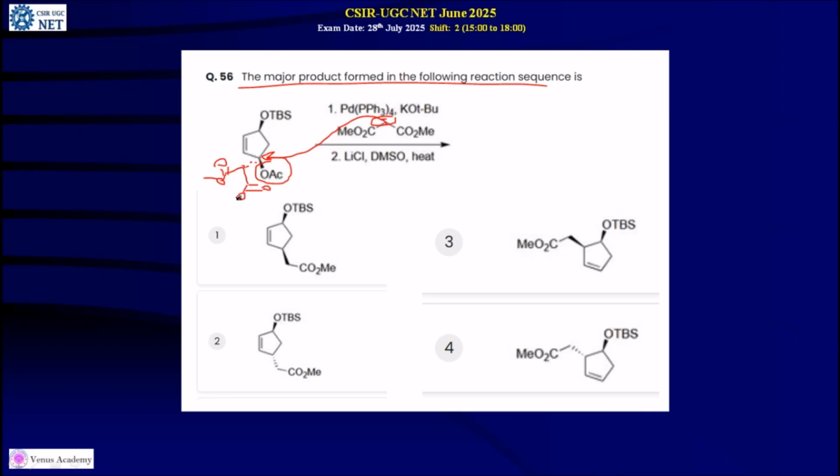So this dimethyl malonate, when you do DMSO, lithium chloride, DMSO heating, this decarboxylation is going to take place to give this compound 4. You are going to get compound 4. Decarboxylation is going to take place to give option number 4, the correct option, students.